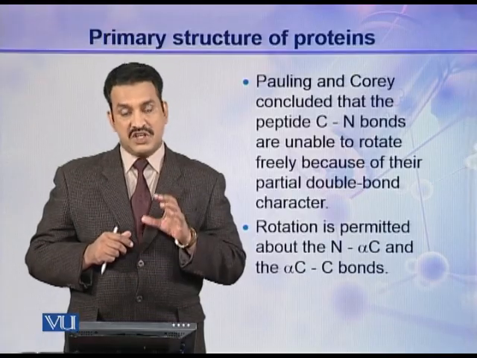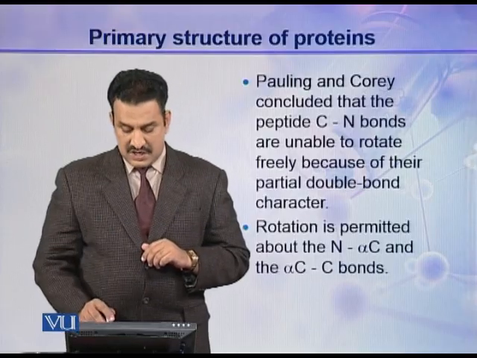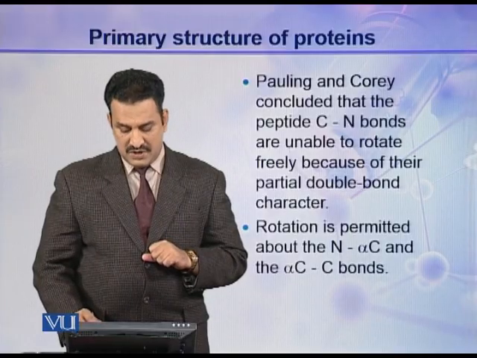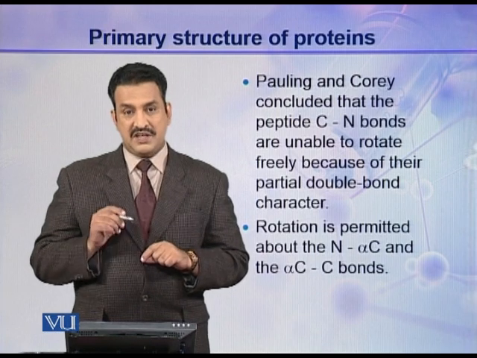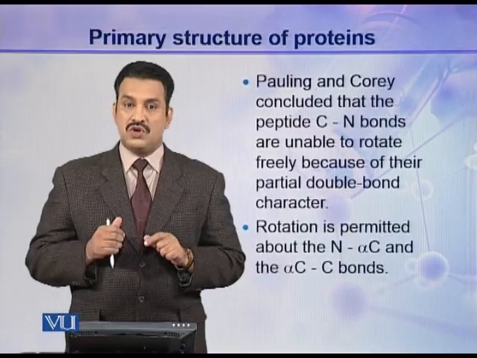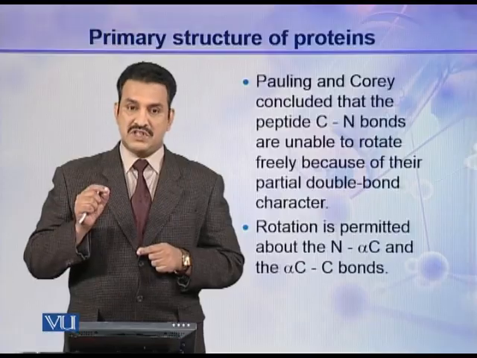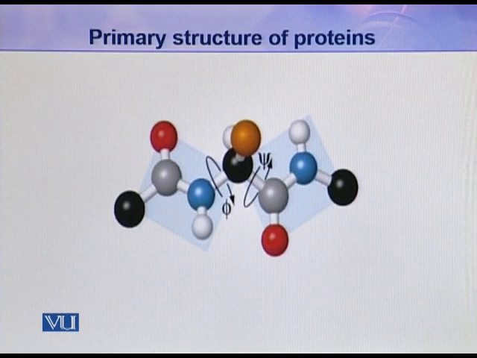That means rotation is allowed on some other bonds. Rotation is permitted about the N-alpha carbon linkage bond and the alpha carbon-C bond. At these 2 bonds rotation is allowed, while the peptide bond between C and N is a rigid bond. Here you can see this black ball is the alpha carbon, and this is N. This angle is between N and alpha carbon, where rotation is allowed, and this angle is called phi. Again, this is alpha carbon and this one is carbon. At this bond rotation is also allowed, and this rotation is called psi.